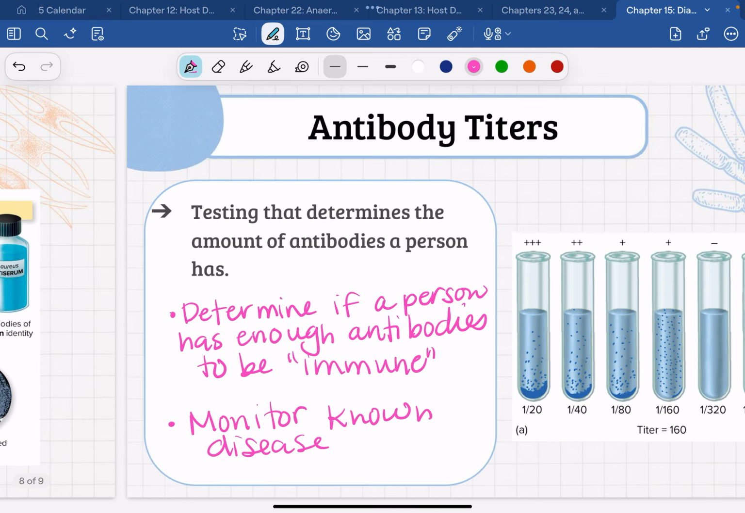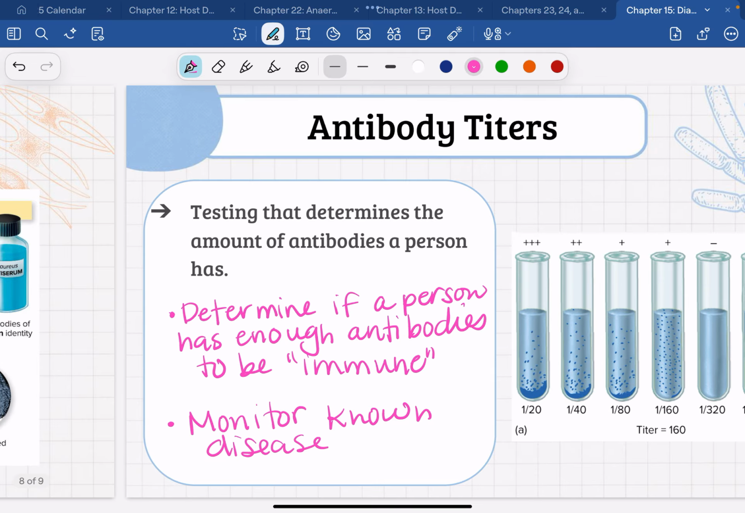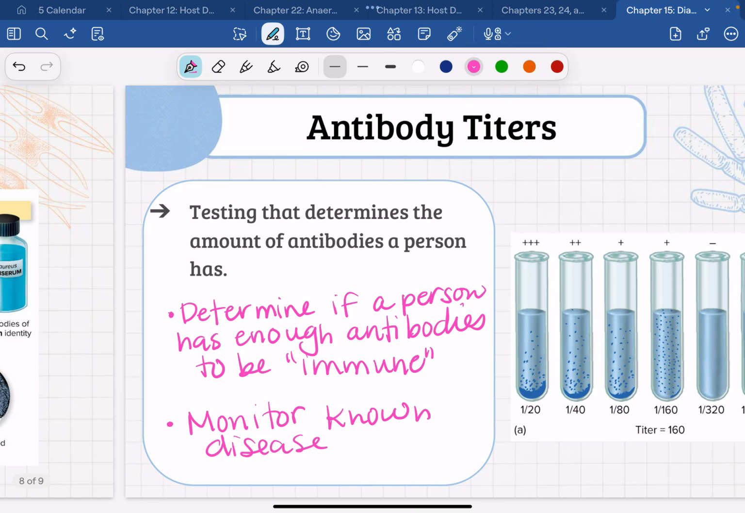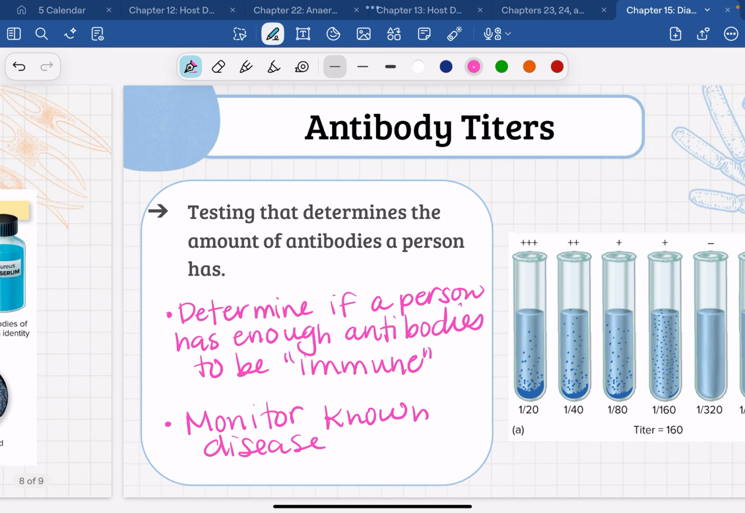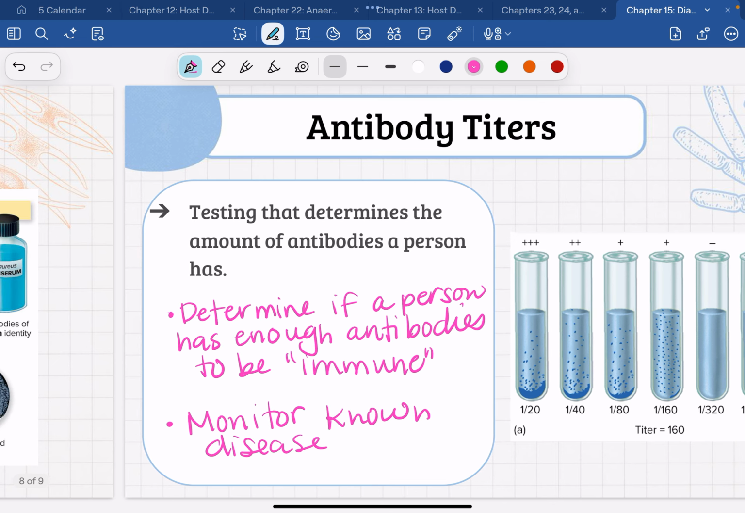And the next week they had a titer of 1 over 160, which we'll talk about in a second, but that means that it's getting higher. Okay, so they had an increase in the amount of antibodies, so they are on the upswing. They're still in the active part of their infection. But if their antibody titers went down, then they're on the downswing.